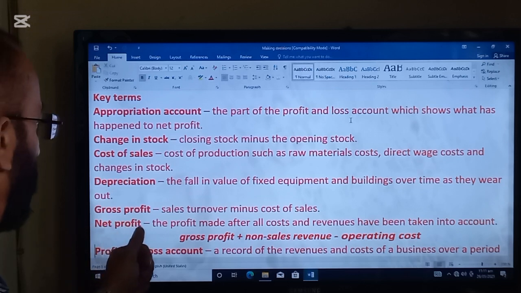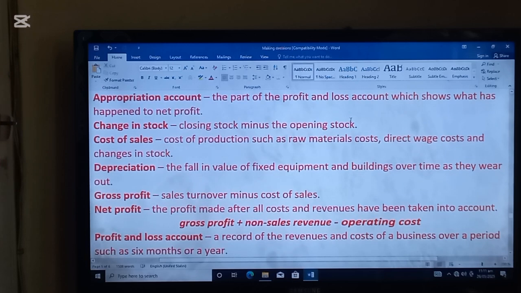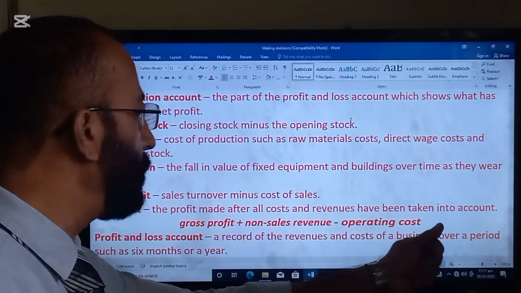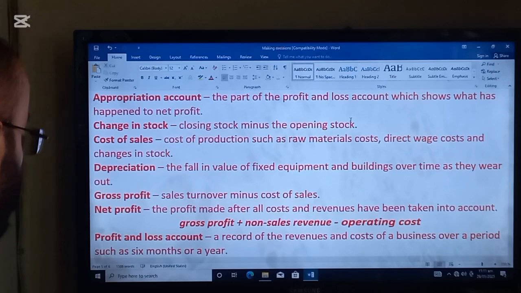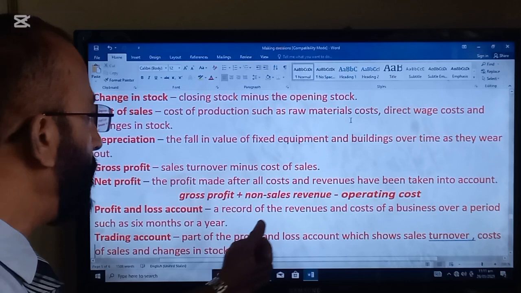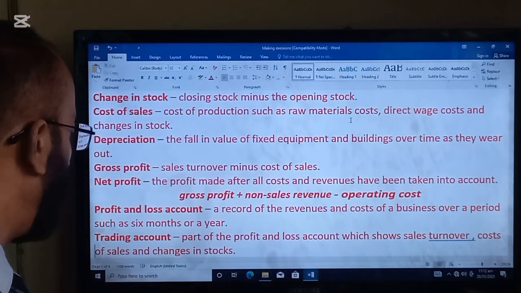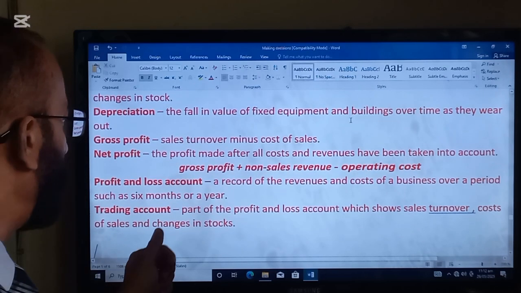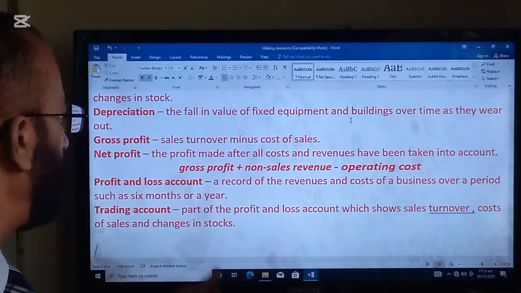Next definition is gross profit: sales turnover minus cost of sales. Next definition, net profit: the profit made after all the costs and revenues have been taken into account. That is gross profit plus non-sales revenue minus operating cost. Next definition is profit and loss account: a record of the revenues and costs of a business over a period such as 6 months or a year. Last definition for today is trading account: part of the profit and loss account which shows sales turnover, cost of sales, and changes in the stocks.